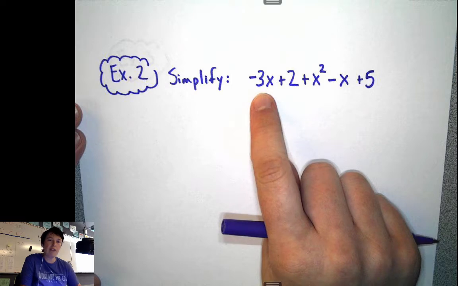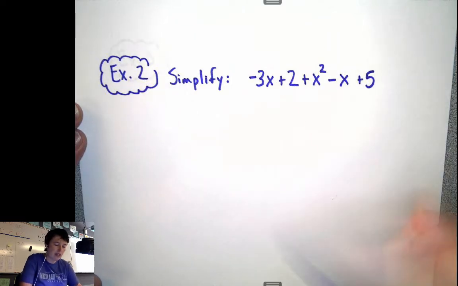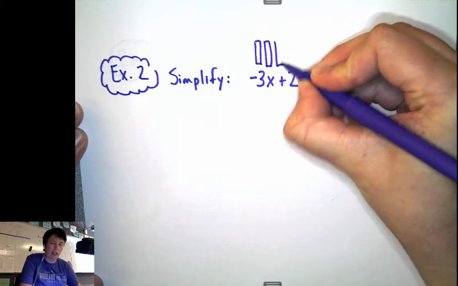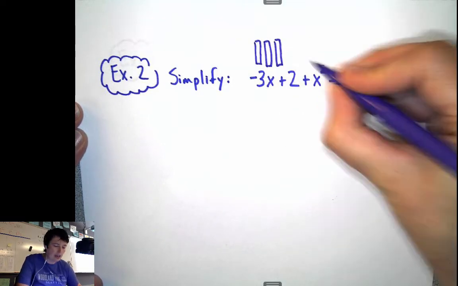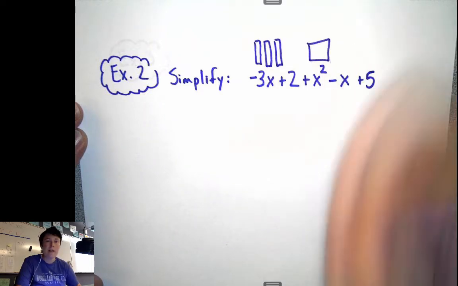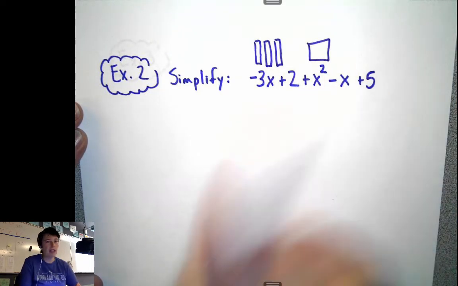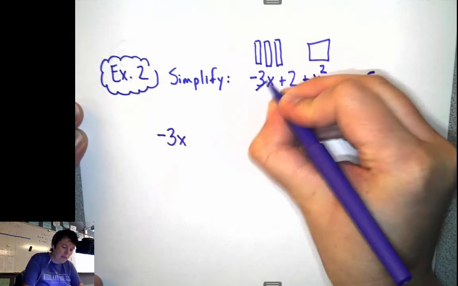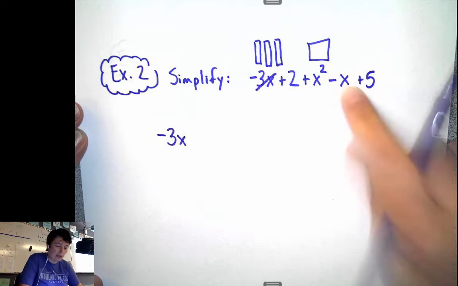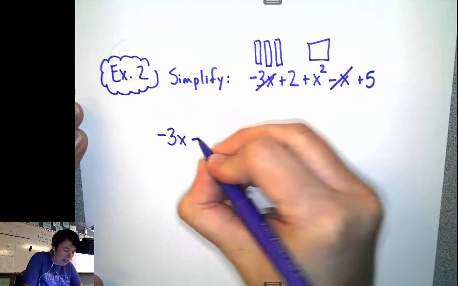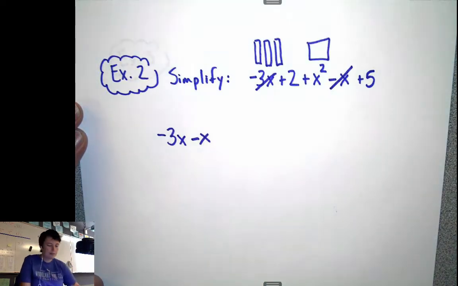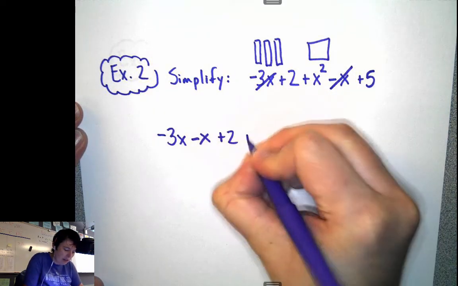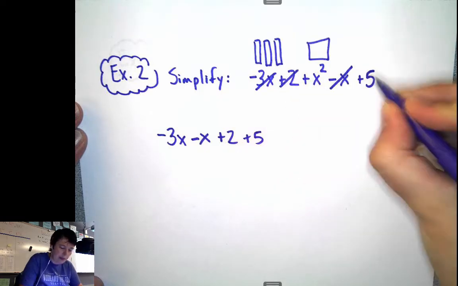Now you have to be careful. If you remember our algebra tiles, 3x's is the long little x's that look like this. Hopefully you've seen this in prior videos. Those are 3x's, but an x squared is a big square. So these are not like terms. We're not going to combine them. I'm going to write my negative 3x, cross it out, and I'm going to combine it with this minus x over here. That's my like term, minus x. Those are going to go together. This plus 2 and this plus 5 are like terms.